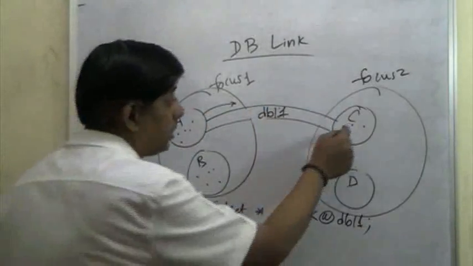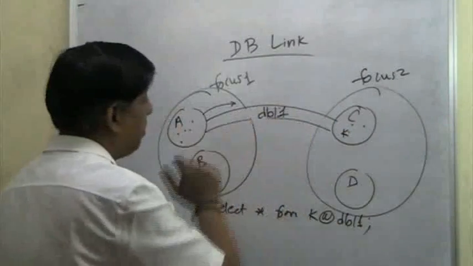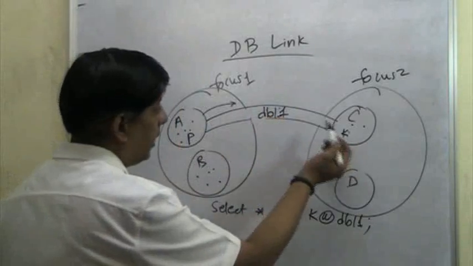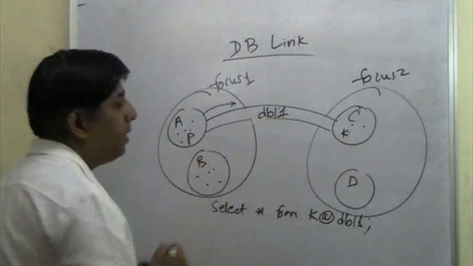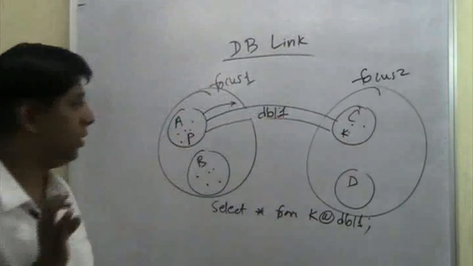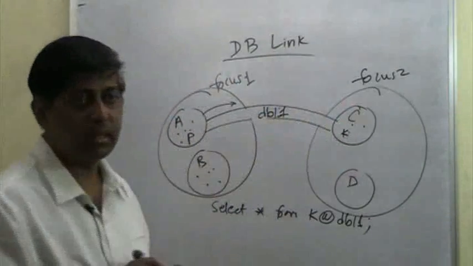Now, can user C use the same DB link, and maybe there is a table called P here? Can he say select star from P at DBL1? The answer is no, because DB link is only one-way traffic. Only user A can see what is there in C.